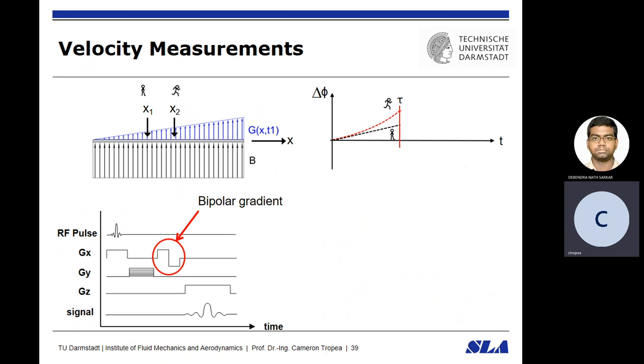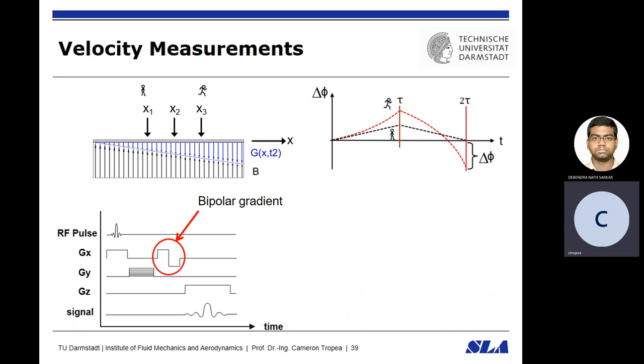But if a proton is moving, so there's some flow velocity, suddenly it finds itself in a different B field. There's a gradient there. If we now turn off the gradient and turn it on in the other direction, we've reversed the gradient, and we watch it for a little bit longer. The proton that was stationary, its phase comes back to where it was. Everything's symmetric. But the other one that's moving, at a different frequency, its phase is now different. And so the phase gives us the velocity. We knew the time between the pulses, and we know the phase difference, so we know how far that proton was moving in the gradient field.